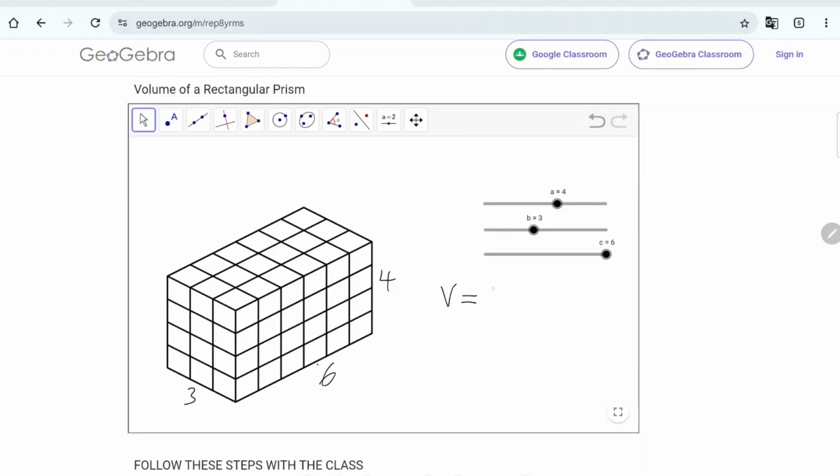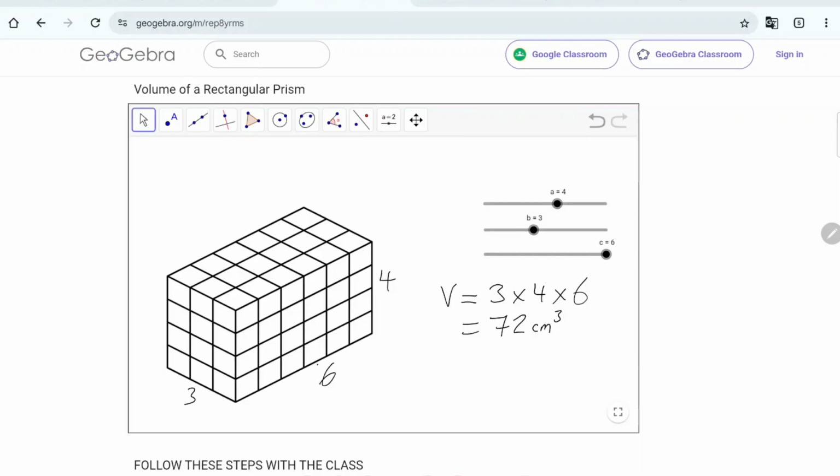So volume V equals, let's do 3 times 4 first. 3 times 4 is 12. So 3 times 4 times 6. 3 times 4 is 12. 12 times 6 is 72. So that's 72. Say it's in centimeters cubed.